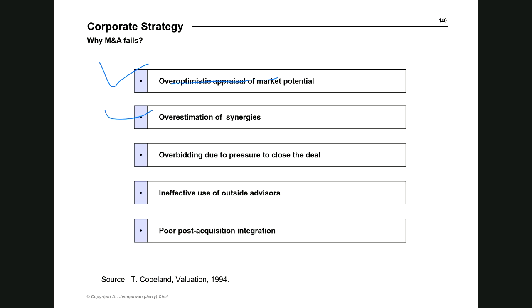I don't know, there are a lot of issues, but that's true. Many times we make the M&A deal in order to reduce the cost. So what is the meaning of reducing the cost? We fire a lot of people. We restructure a lot of the portfolio. That means we want to make more profit, not growth. Okay, whatever. And overbidding due to the pressure to close the deal. Don't be stupid. Don't be afraid, and don't be pressured.